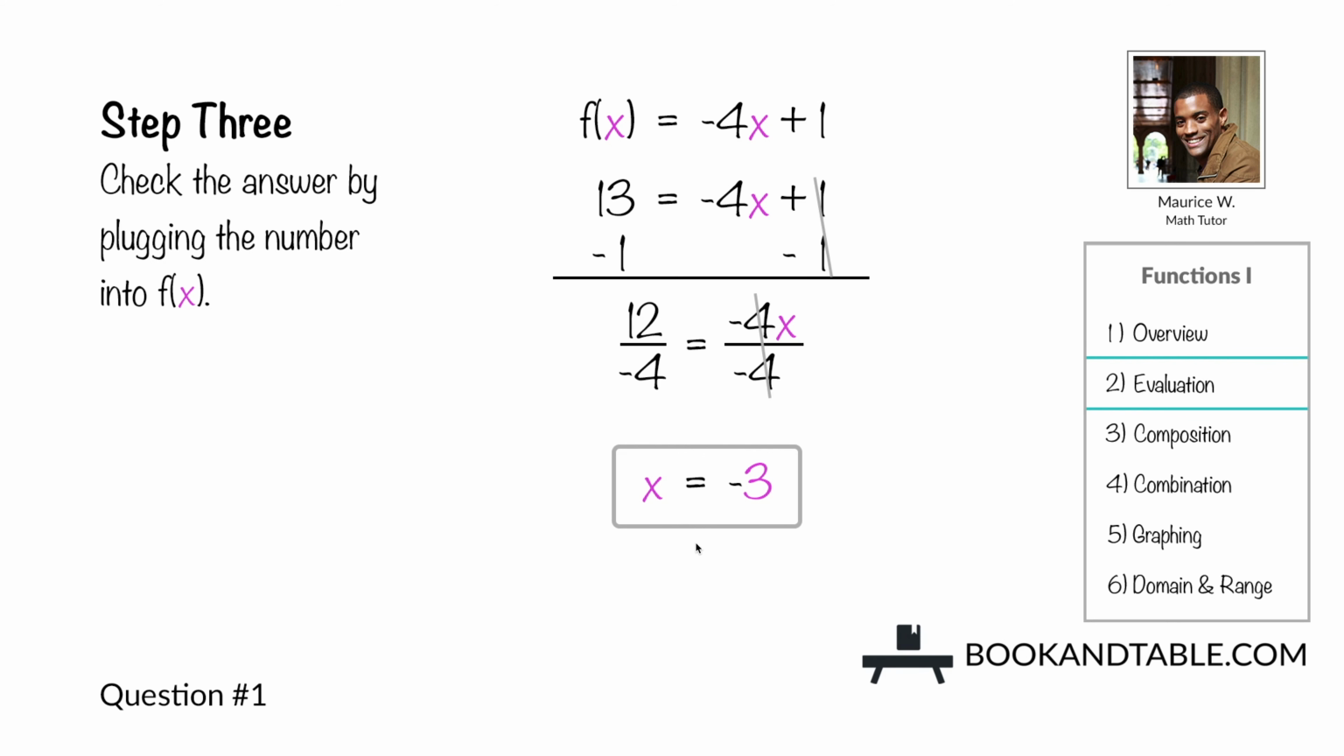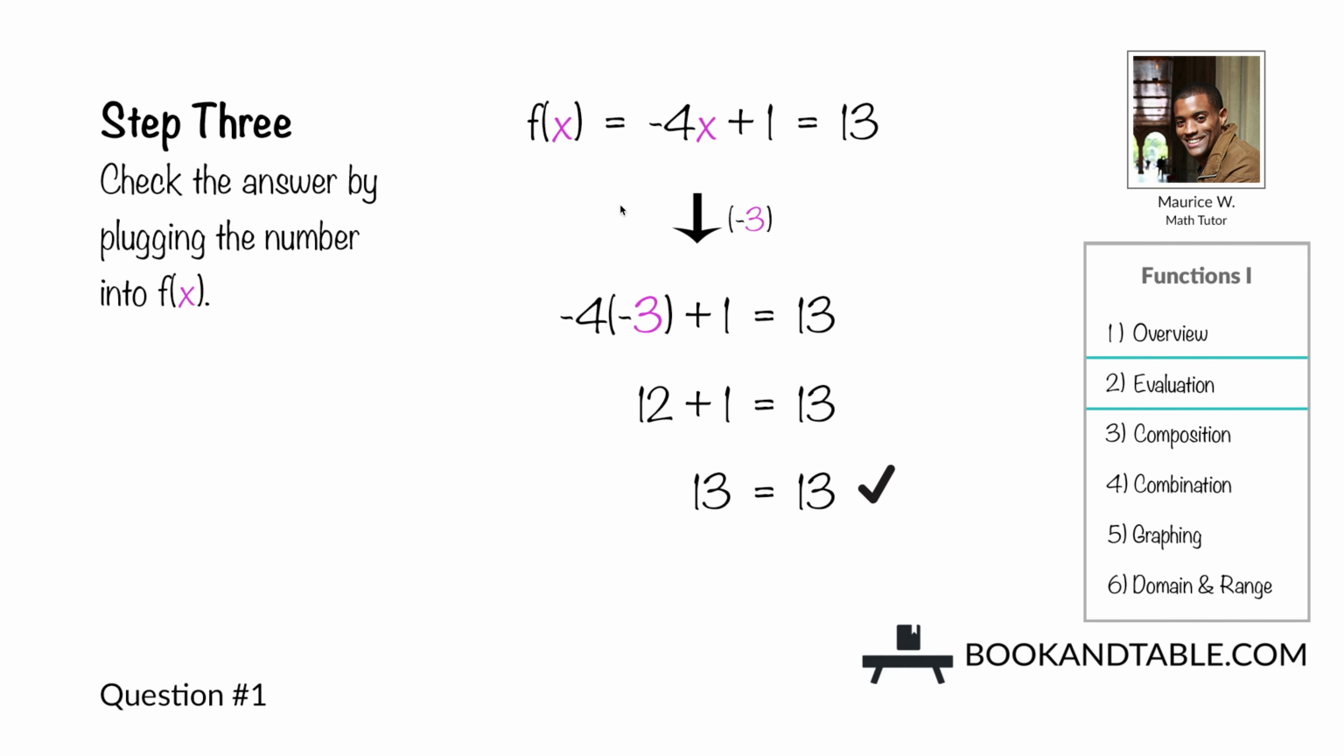And step 3, we can check the answer by plugging the number into f of x. So we want to plug in negative 3 here and see if the expression is equal to 13. When we do so, we get negative 4 times negative 3, which is positive 12, plus 1, which is 13, giving us the true statement 13 is equal to 13, confirming that x is equal to negative 3 when f of x is equal to 13. So that is the answer to question number 1.